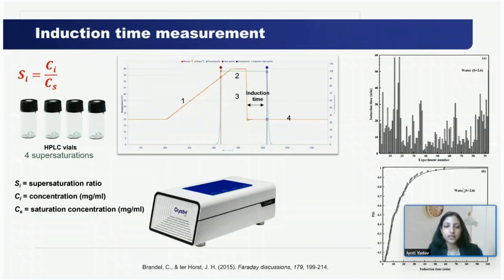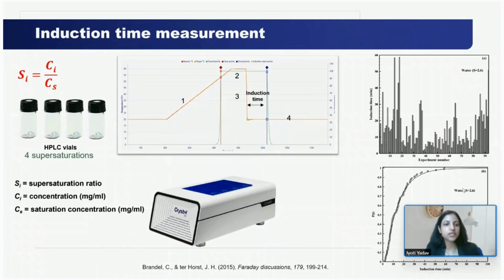Then crash cool at a very fast cooling rate, for example, 20 degrees Celsius per minute to some constant temperature, for example, 20 degrees Celsius, and maintain at the same temperature for a long duration. The time between the formation of supersaturation, represented by a small green mark, and the appearance of the first crystals, represented by the cloud point, is calculated as induction time. Then repeat the same experiments more than 80 times at each supersaturation. Then from the large number of experiments, the Crystal 16 software plots the probability plots, which give the nucleation rate and the growth time.